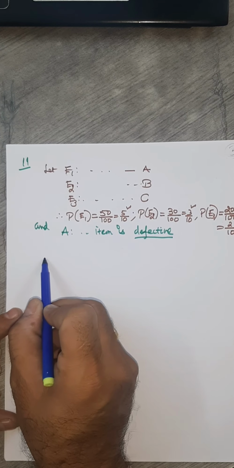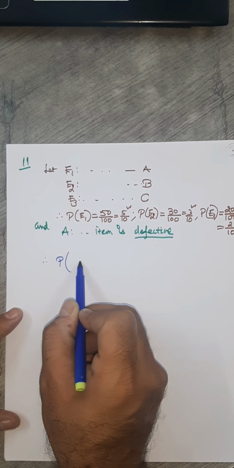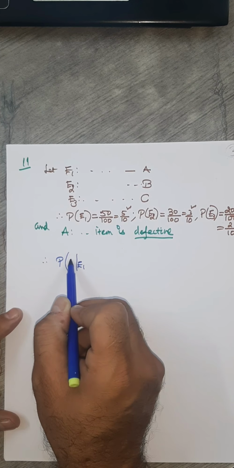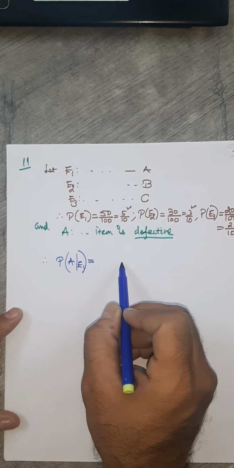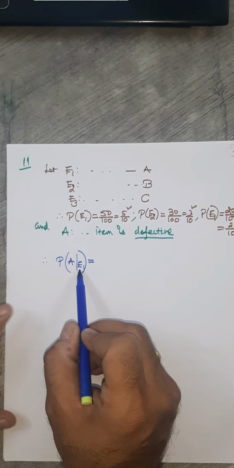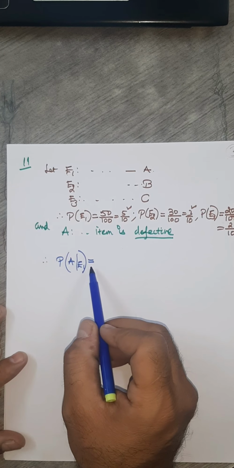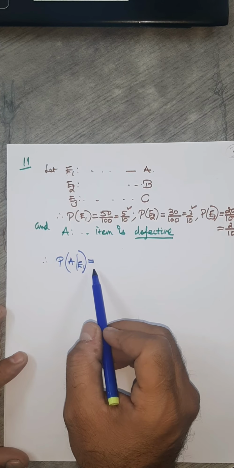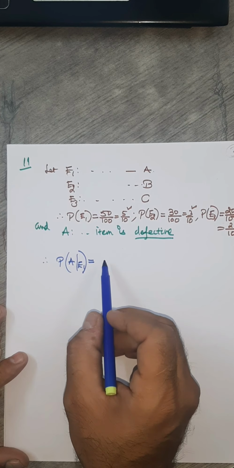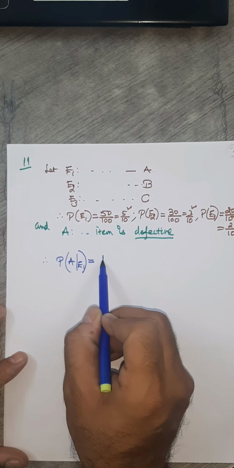Okay. Now we have these 3 conditional probabilities. Therefore, the probability of the occurrence of A given E1. What is this? Event E1 has occurred, so produced by A and then it is defective. How much percentage is produced by A and defective? You are given here 1%. So 1 by 100.